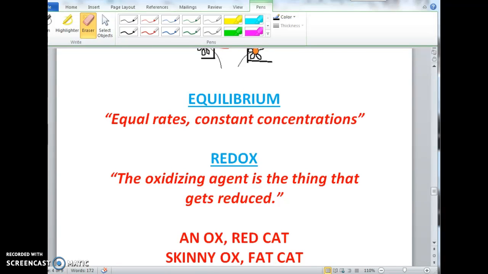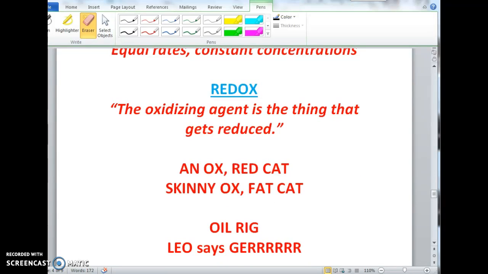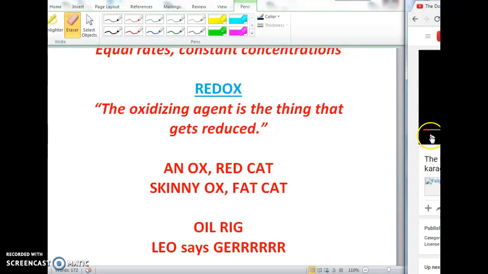I can help you. We're into redox, and we have a bunch of things to say. One is a little thing that I came up with. The oxidizing agent is the thing that gets reduced. It's rhythmic, and it can help you remember this. But why don't we set this to music?